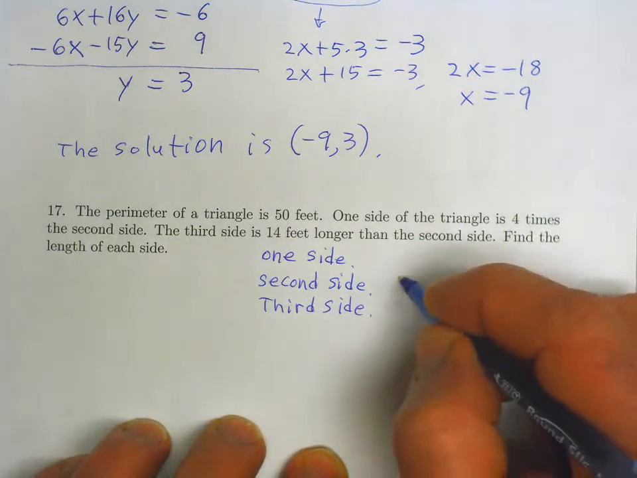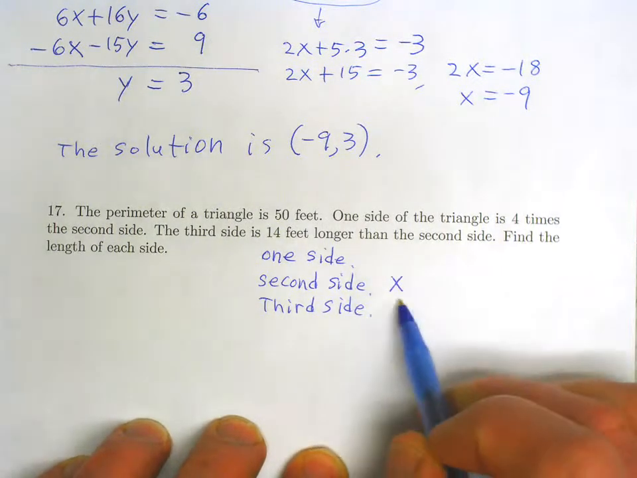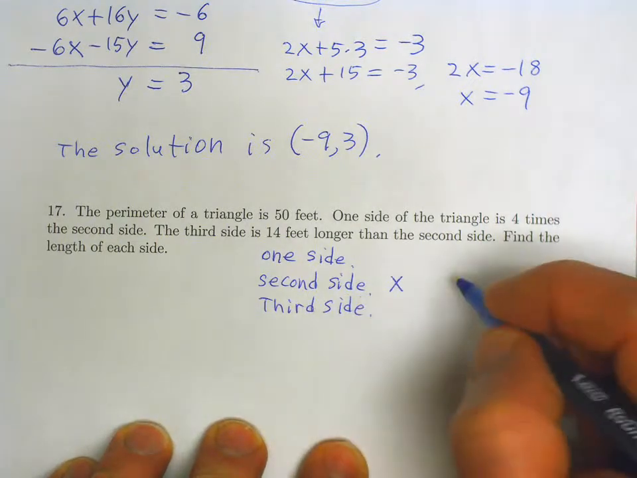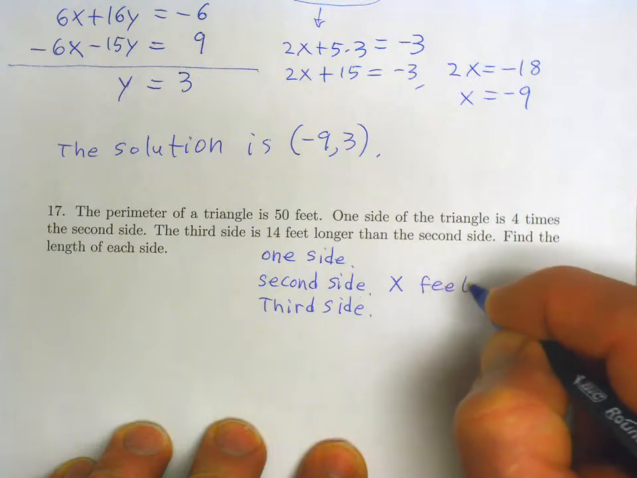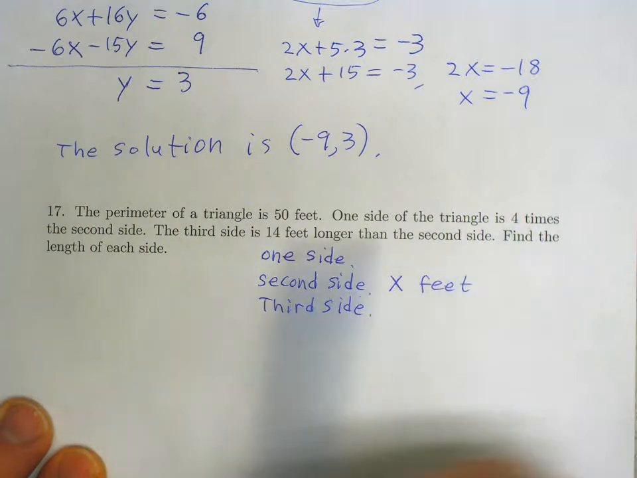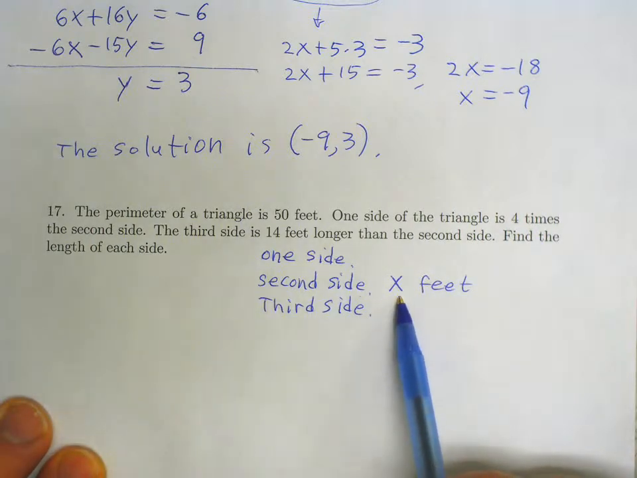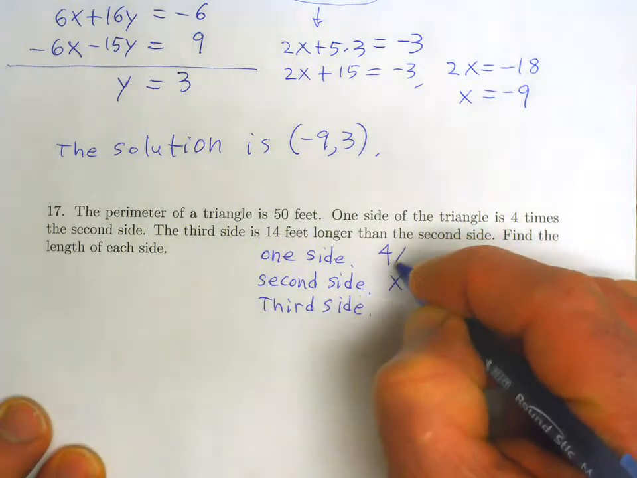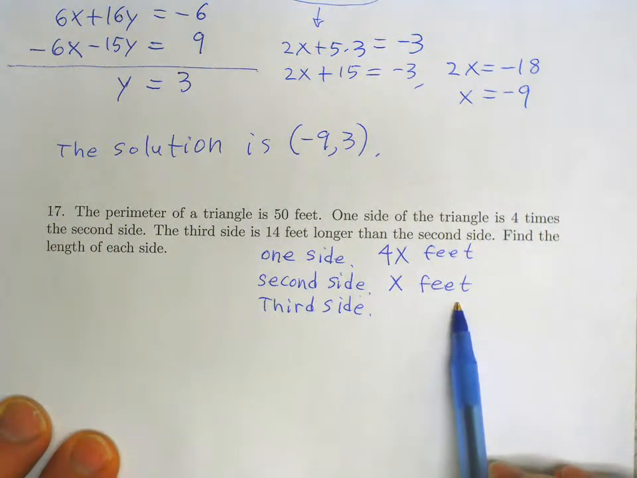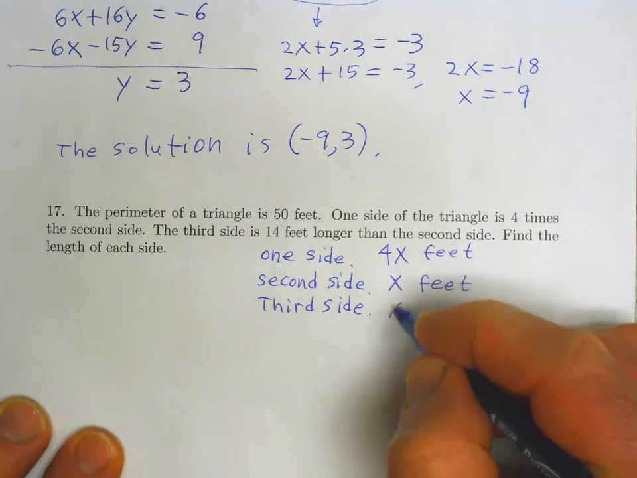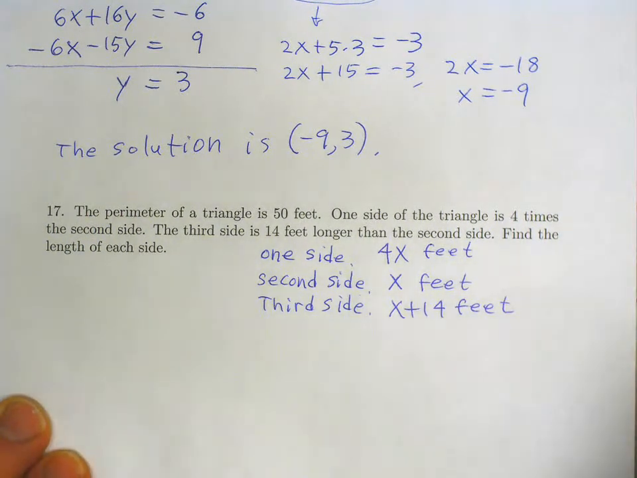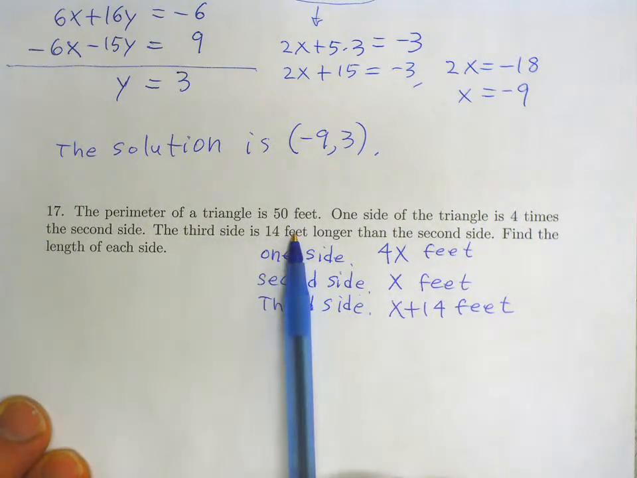So the easiest thing, in my opinion, is to assign a variable to represent the length of the second side. So the second side, I'm going to say, is x feet. And then in this sentence, it says one side of the triangle is 4 times the second side. So for one side, it's 4 times x feet. And then the third side is 14 feet longer than the second side. So the third side is x plus 14 feet. And then the perimeter of the triangle is 50 feet.